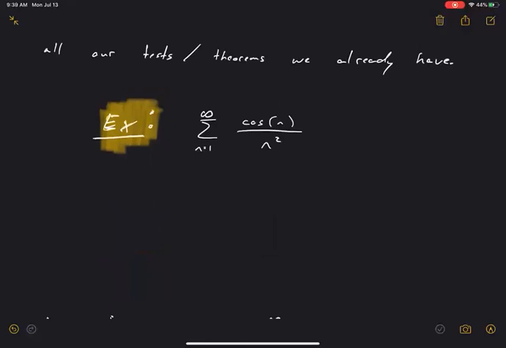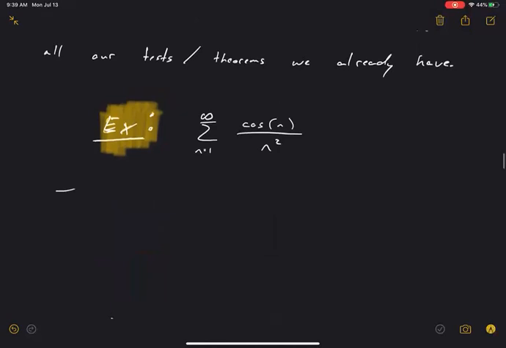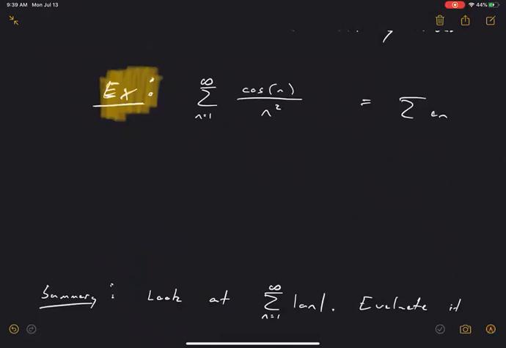So an example from the book, which I think is a good one, is this series, cosine of n over n squared. So how can I tell if this is absolutely convergent or not? This is my series a sub n, and cosine can be positive or negative. It's between -1 and +1, so for some n, this cosine n is going to be positive, and for some n, it's going to be negative.